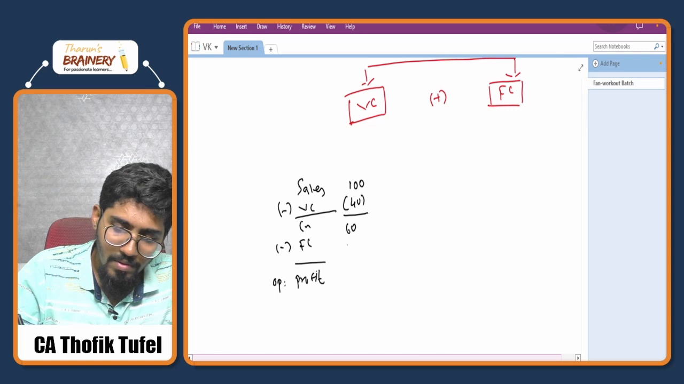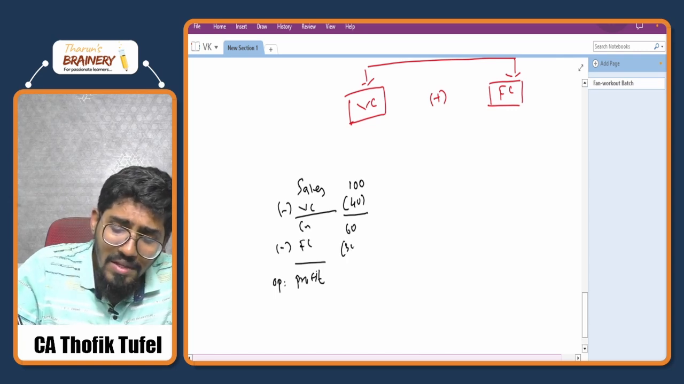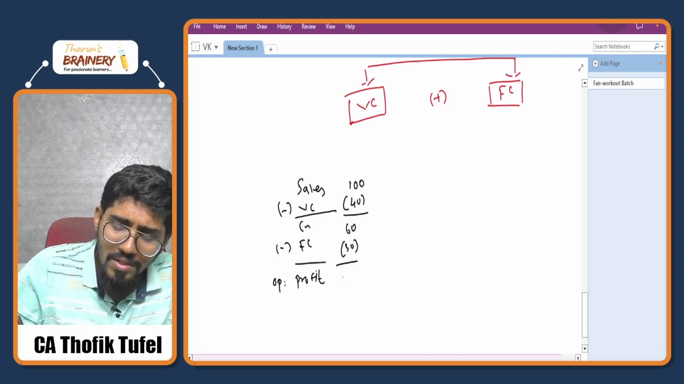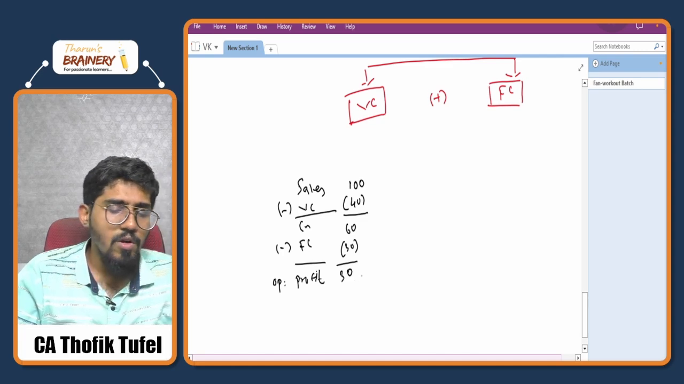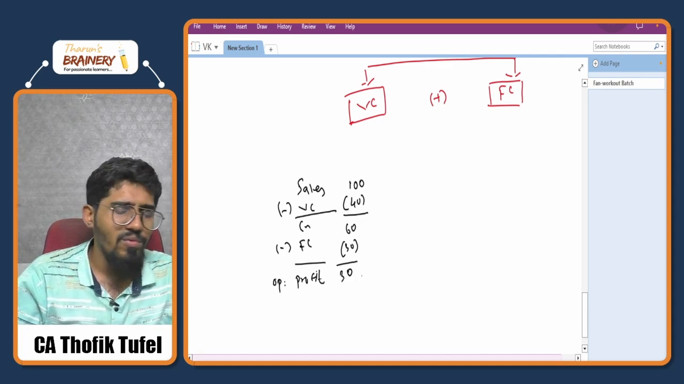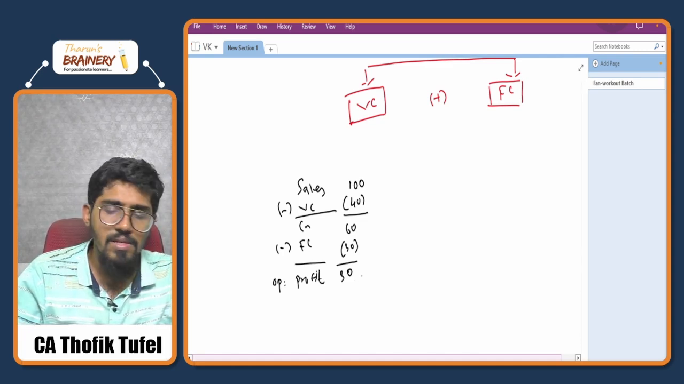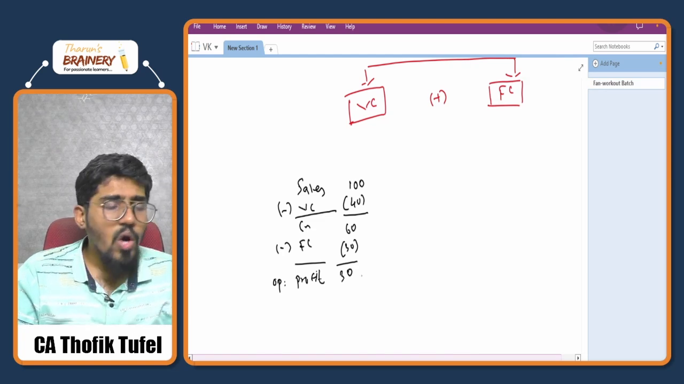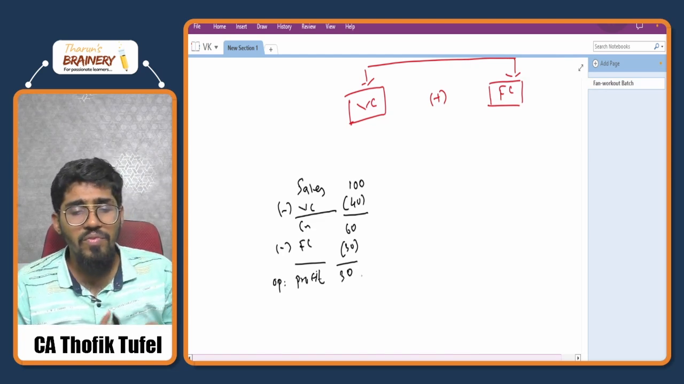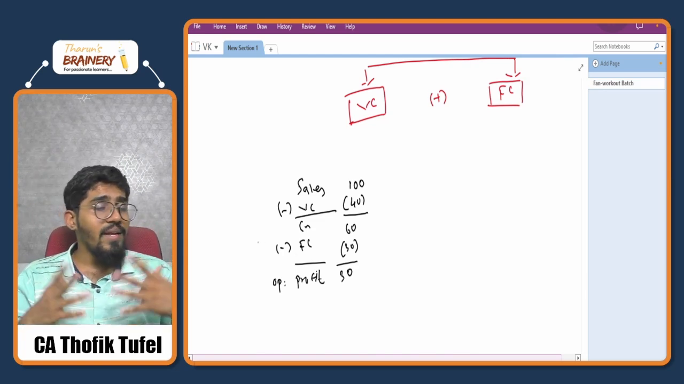Now 30 rupees is your fixed cost. What is your operating profit? 30 rupees is your operating profit. I'm just giving you these small examples. Now, how much is your profit? 30 rupees is your profit. Now try to visualize.